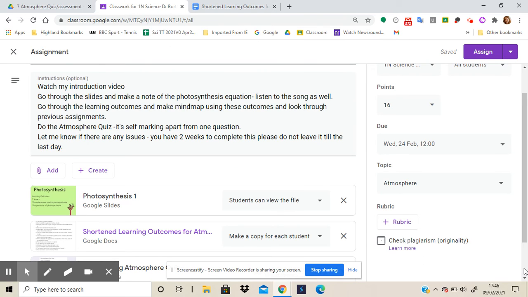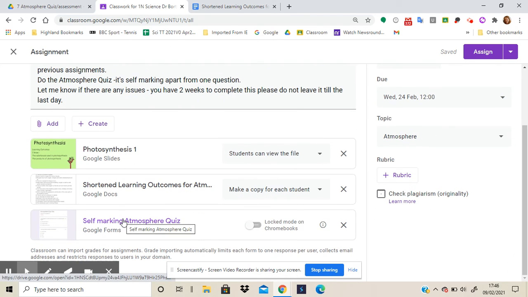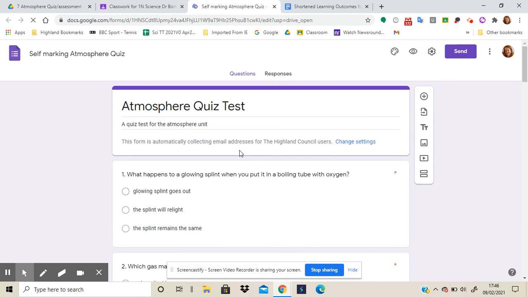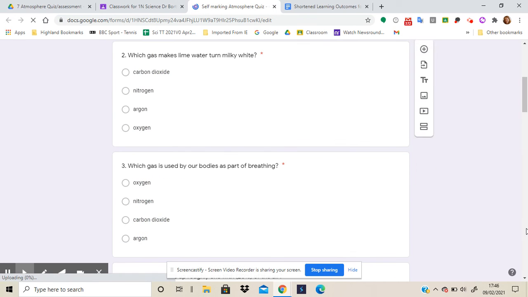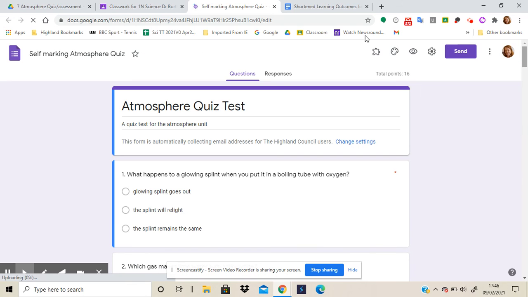And then finally, there's just a 16-point atmosphere quiz, self-marking apart from one question. So I would try and do that as much as possible without looking at your notes. But honestly, it's just a quick quiz. It's not going to take you too long.